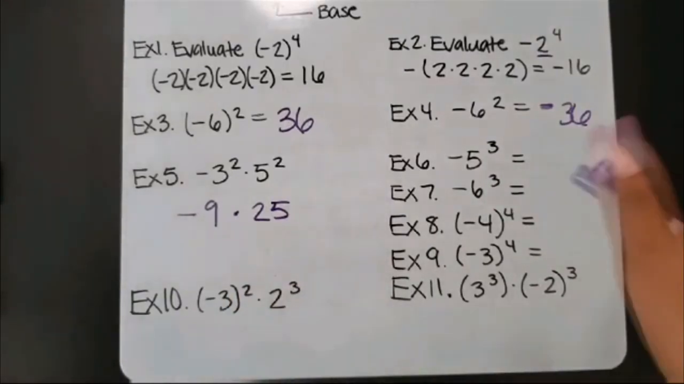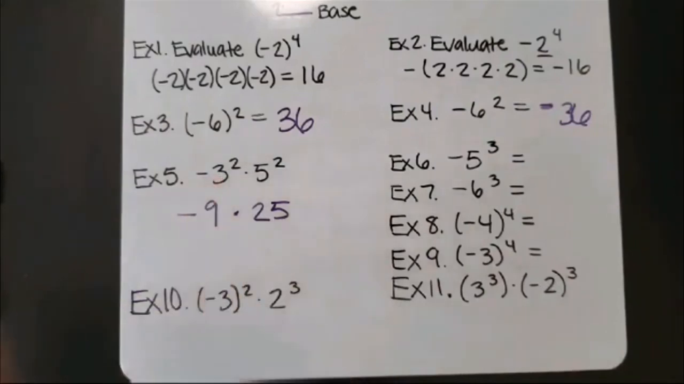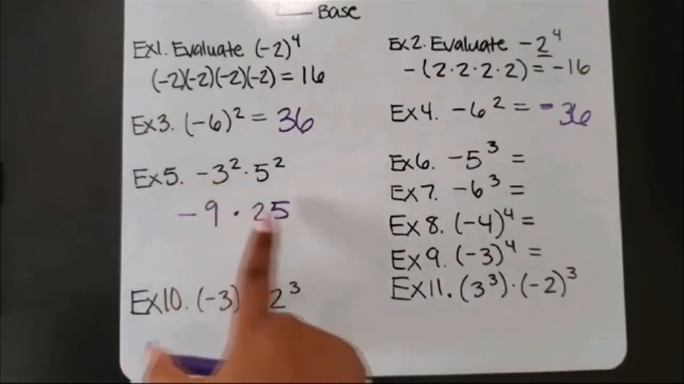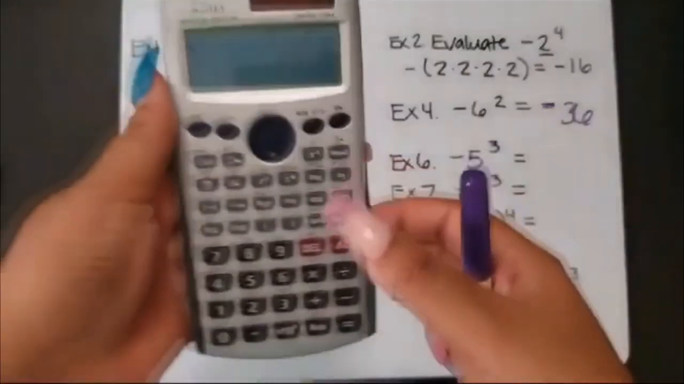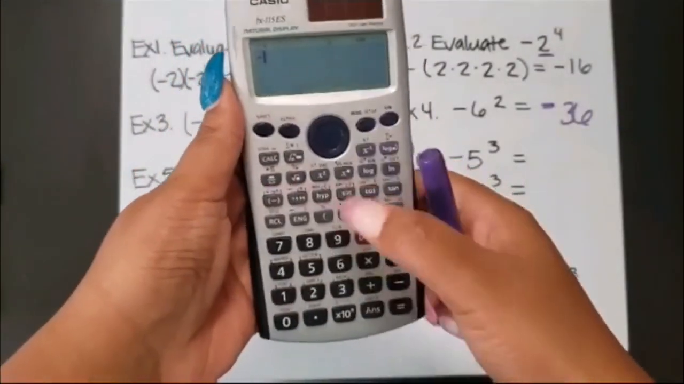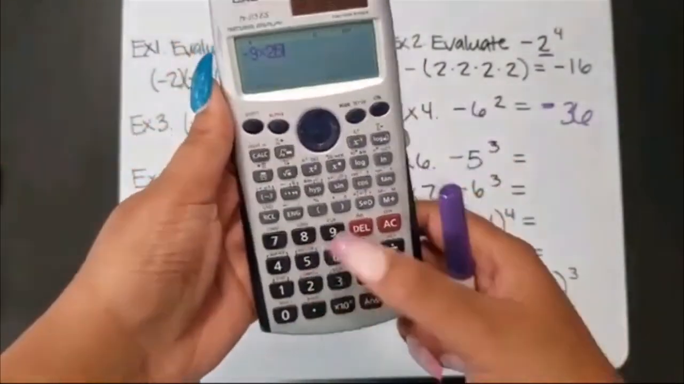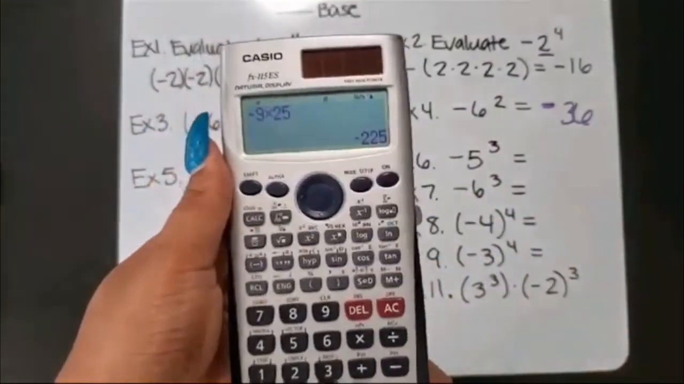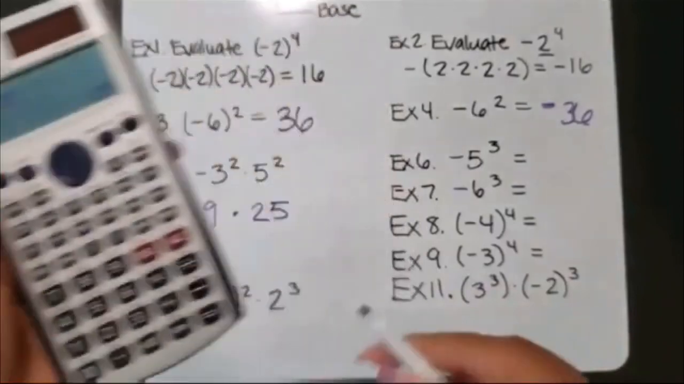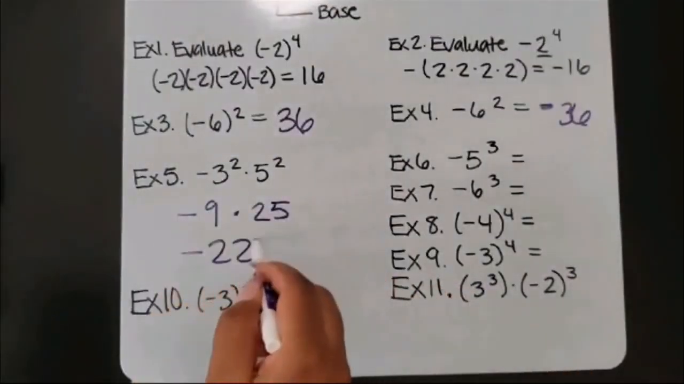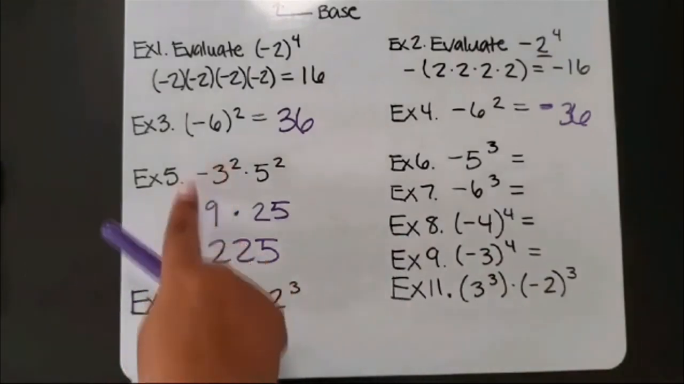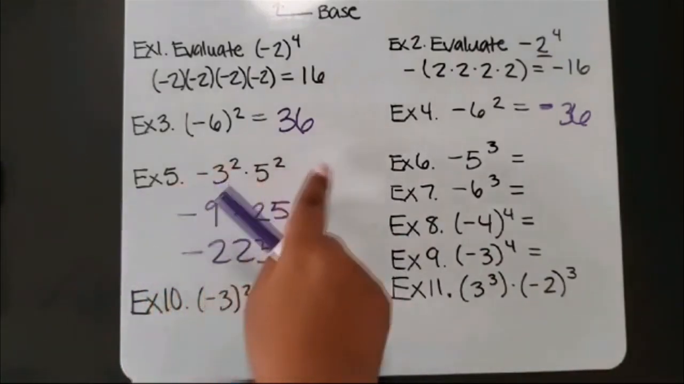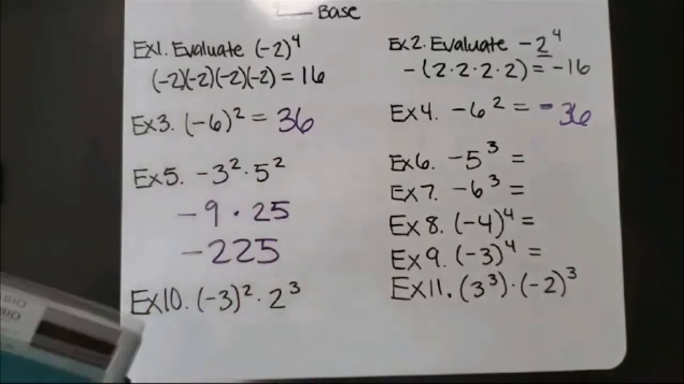So, from you all, I don't want you to jump from here to the answer. I want to see this step as well so that I can understand that you all understand what's happening. All right? So, in the calculator, I'm going to put negative 9 times 25, and I get negative 225. All right. So that's how you find the answer when you have two exponential expressions being multiplied together.